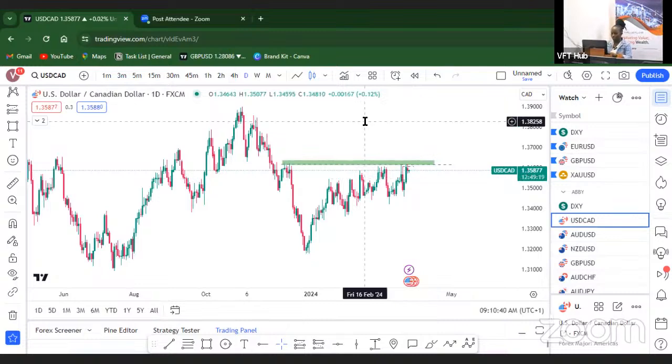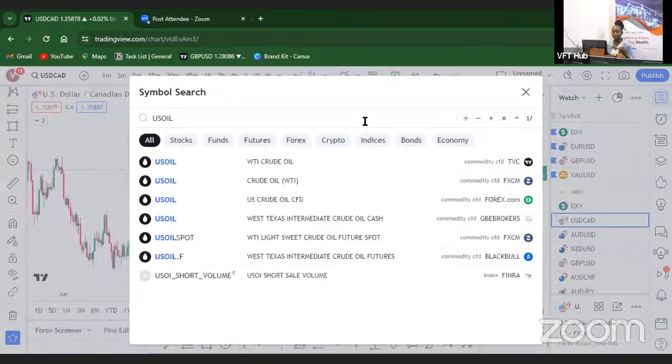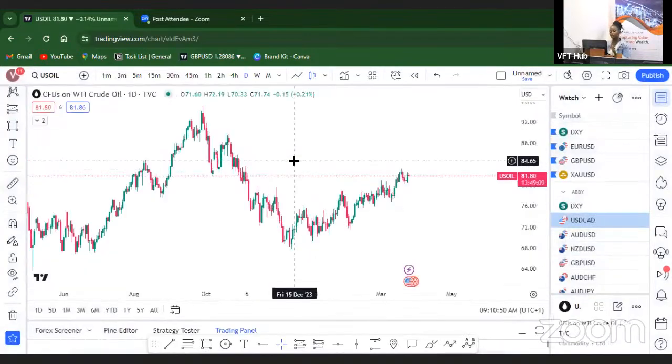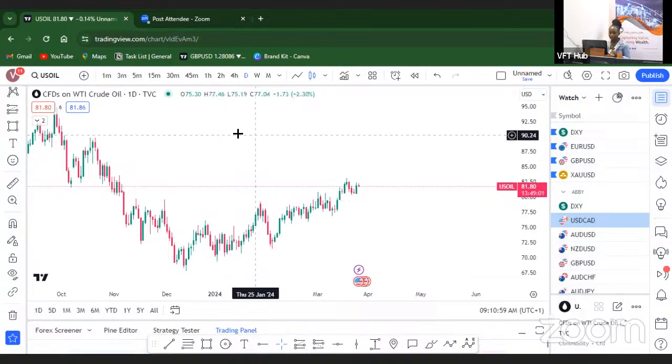I'd also like to touch on US oil. Now, why do I look at US oil when I'm analyzing USD/CAD? Because the Canadian currency is heavily dependent on the export and import of US oil, right? So whatever trend US oil is making gives me an insight into what USD/CAD is going to do. Like here, you see structures being formed to the upside.